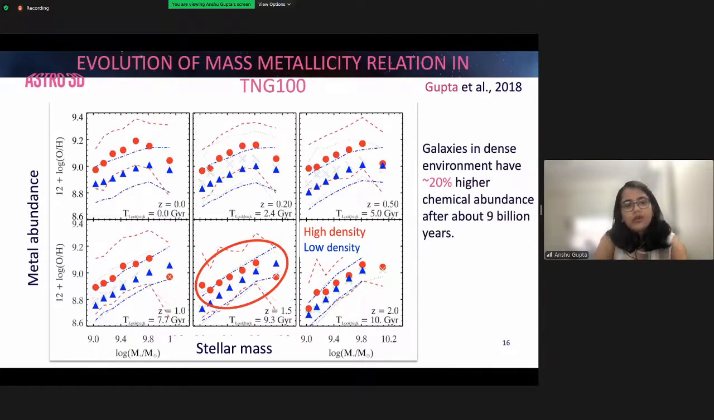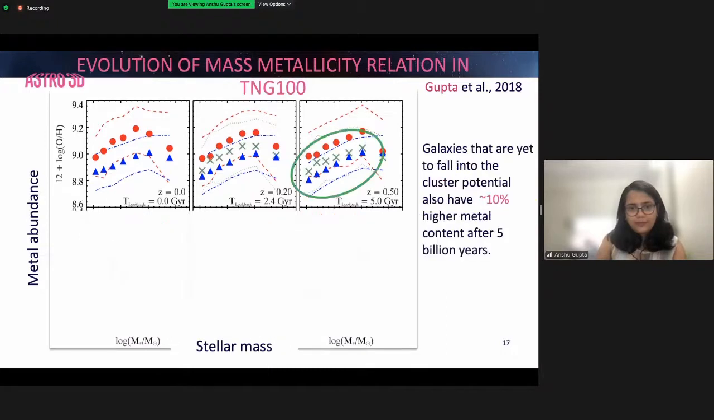And as we move on to lower and lower redshift, we found that most of the galaxies which were part of the clusters had consistently 20% higher chemical abundances across different stellar masses. So beyond redshift of 1, most galaxies in the cluster environment have higher chemical content by about 20%. The number can vary, it depends on the chemical evolution model, but sure, there is an effect of environment.